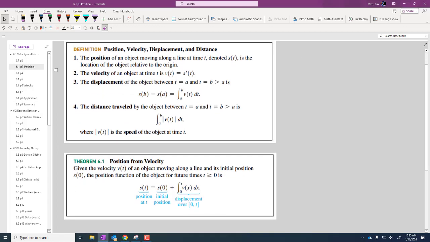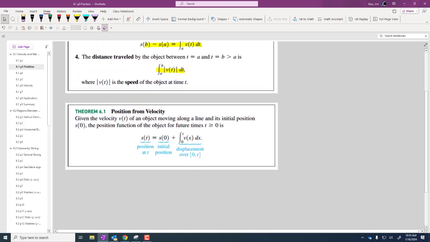Okay, so we've talked about most of these things already. Velocity is the derivative of position. The change in position, which is also called displacement, is our definite integral from A to B. Integral of speed is distance traveled. So absolute value of velocity is speed.